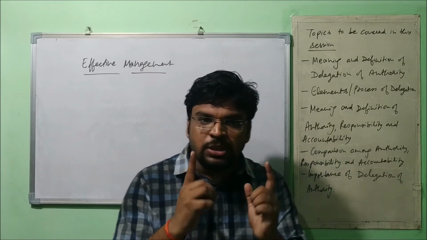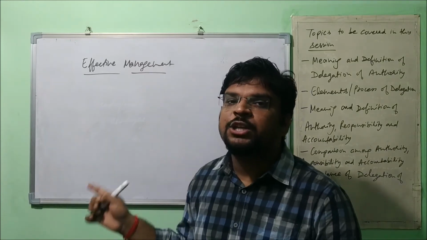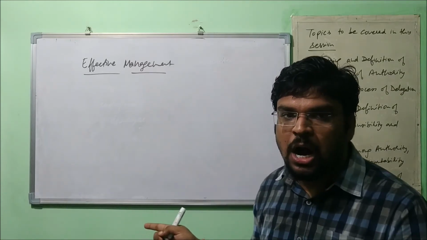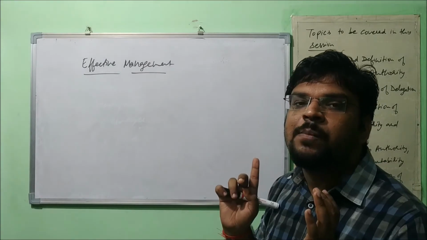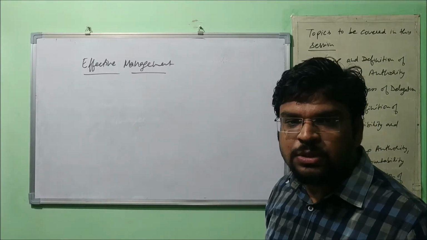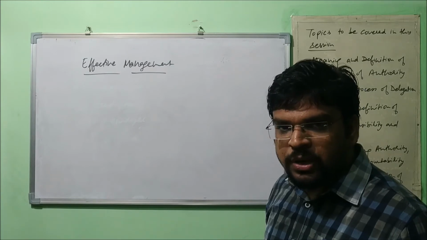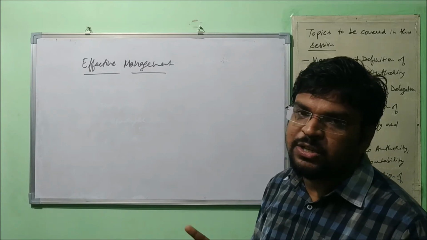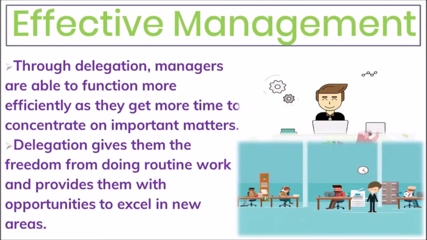Understood the point? So in that way, effective management is happening in the organization. Understood? All the things are being completed in time in a smooth manner. That is what is expected from the organization. So that is why delegation of authority is important. Understood the point?